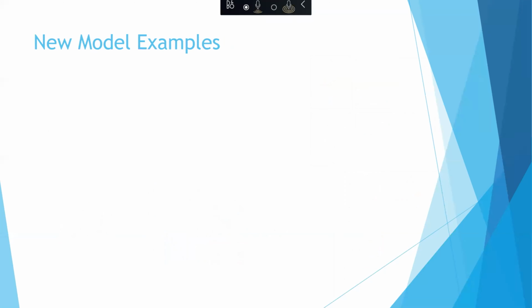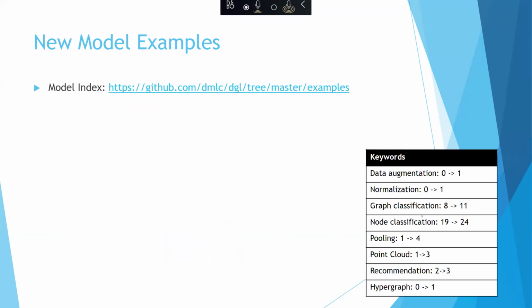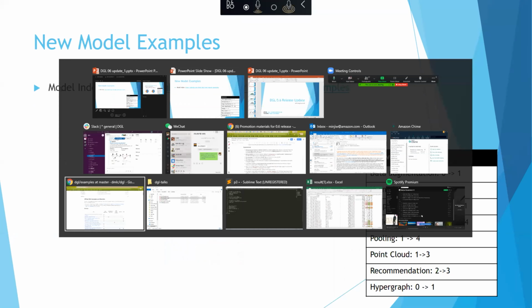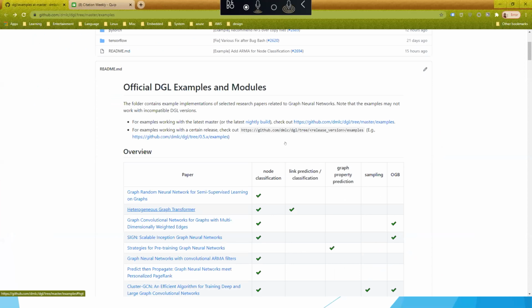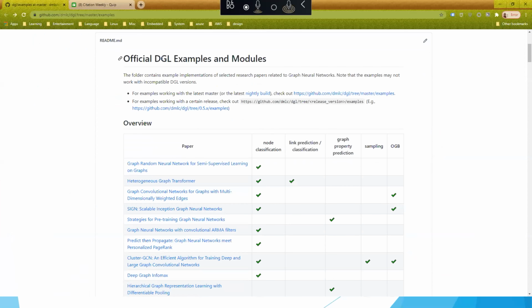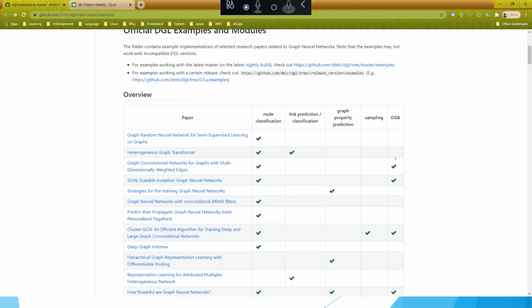Okay, next, the new model examples. First of all, we have a new model index, in which we organize all the models by their topics and by their publishing time. If you click that link, you can see that it is basically something like this. So you can see here, this is the official DGL example index, and it orders all examples by their tags, notable tags like their target tasks, and also whether they use sampling algorithms or whether they have working examples on OGB datasets.